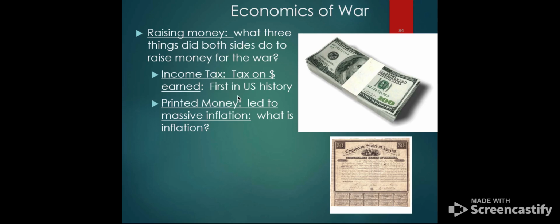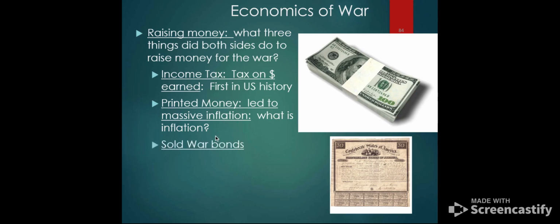The second way, both sides did print more money. The government controls the printing press, so they can print up more money. However, the downside of this, and the South found out this the hard way, it led to inflation. We've spoken about inflation this year. Inflation is when your money isn't worth as much. And we look at our dollar bill and we're like, well, it looks the same, it feels the same. How can it not be worth as much? As you guys know, when you go to the store, your dollar doesn't buy as much because prices have gone up. That's how we know we're going through inflation. The South did a lot more of this, which was disastrous.